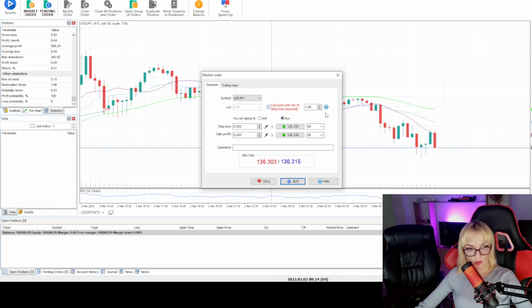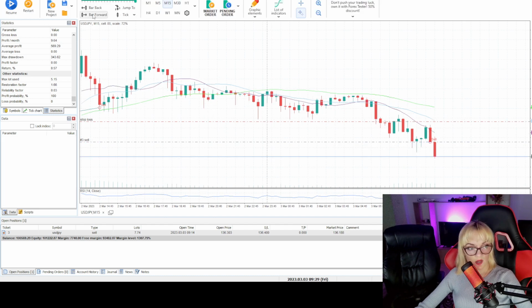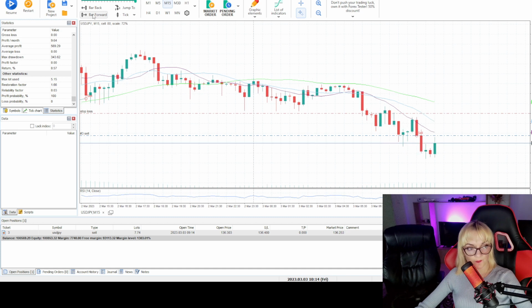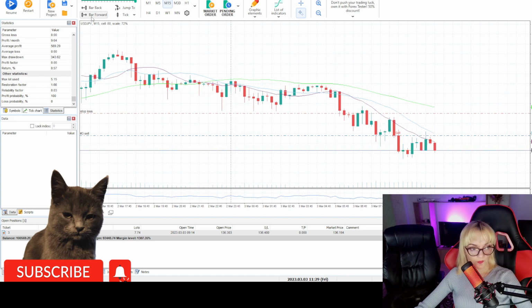We are going to still set a 1% risk per trade. We are going to sell, and our stop loss is going to be 136.40, 136.480. A sell position, and here we are in our position, and let's see how the price is going to develop. As you can see, the EMAs are still somewhere around my stop loss level, so we are not going to move our stop loss anywhere.